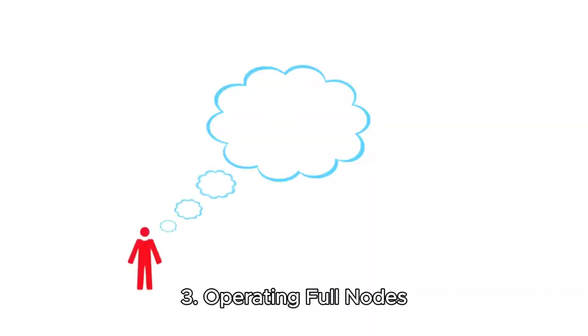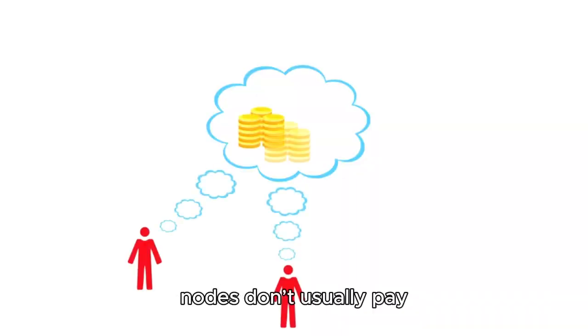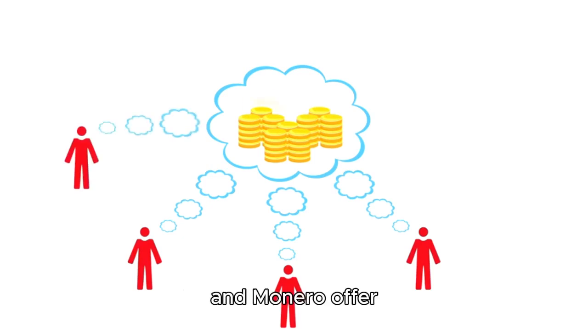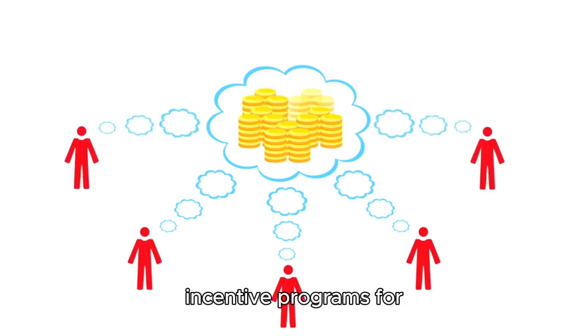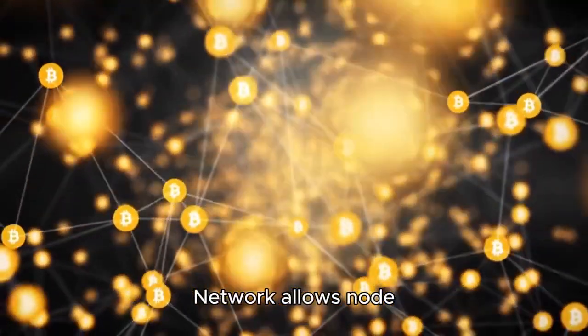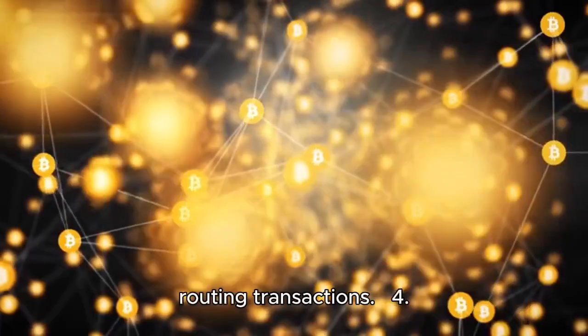3. Operating full nodes for incentives. While full nodes don't usually pay direct rewards, some blockchains like Bitcoin and Monero offer incentive programs for running full nodes to strengthen the network. Example: Bitcoin's Lightning Network allows node operators to earn fees by routing transactions.